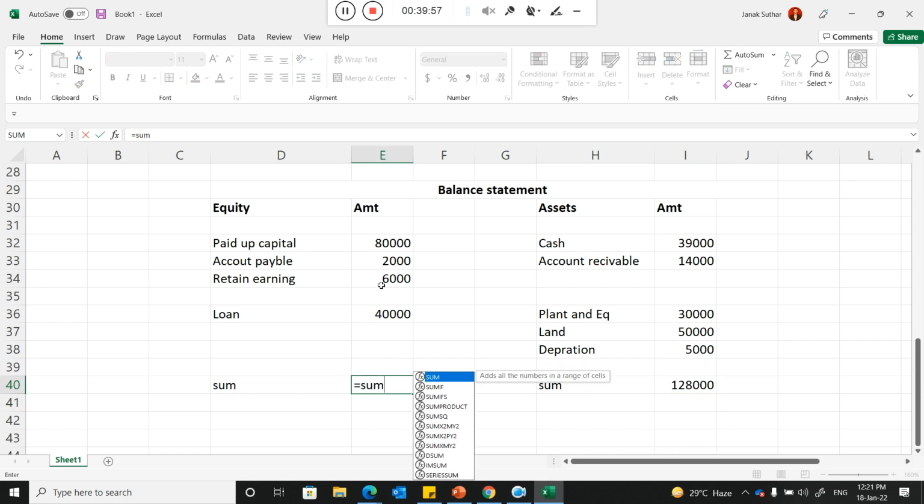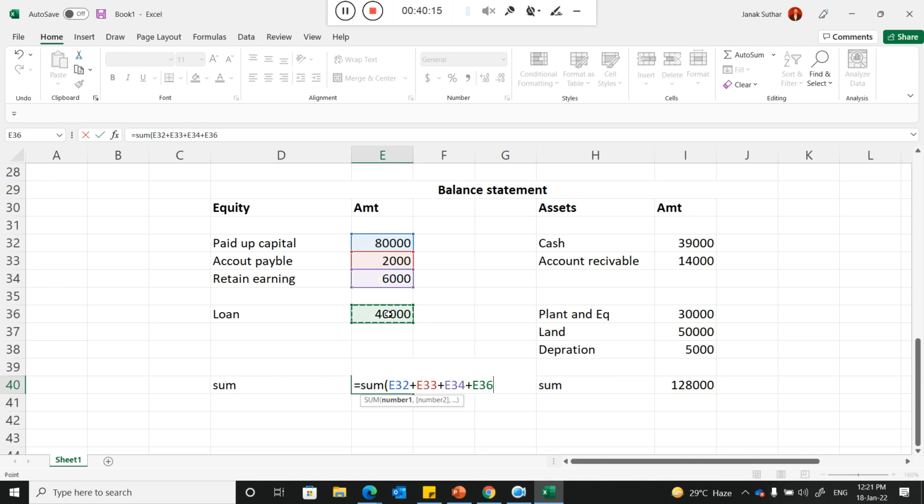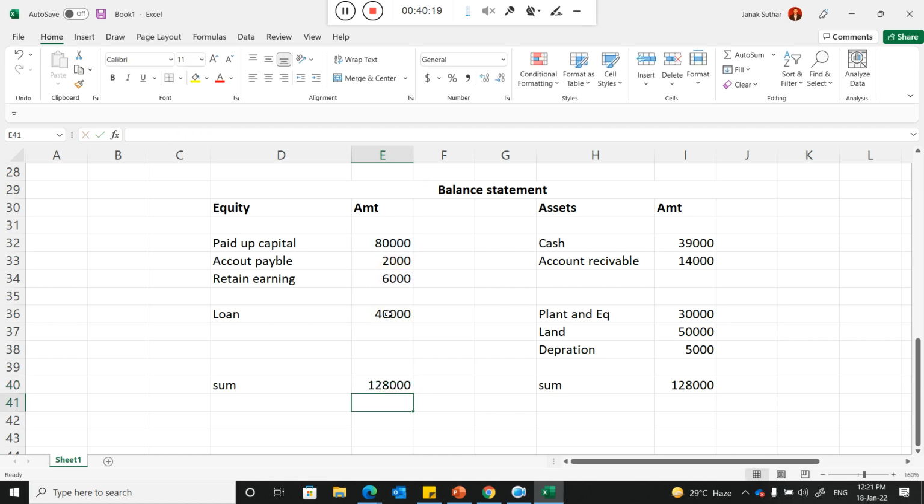Okay, the sum of 8,000 accounts payable, retained earnings, loan. Can I do it quickly? Plus 6,000 is the retained amount and the loan is 40,000. Okay, and if I add, so I got the balance. So that is the balance sheet, and many times this tally is very difficult for the accountant.